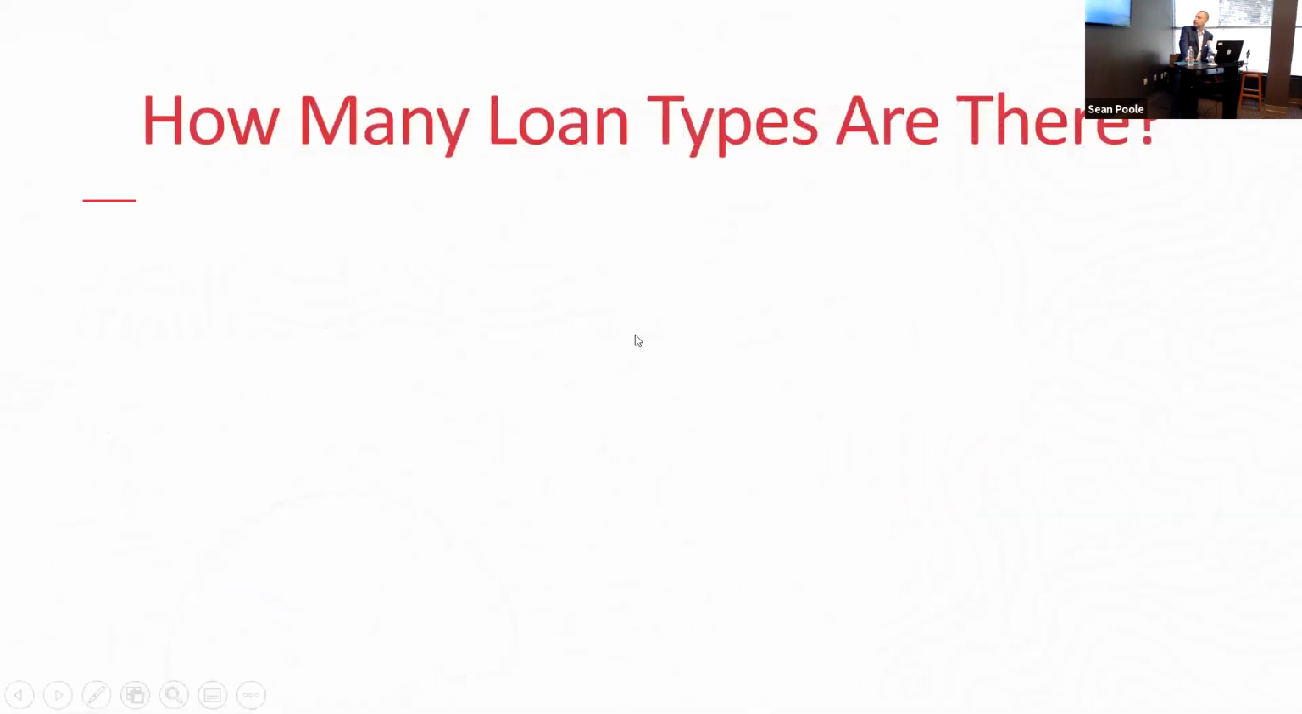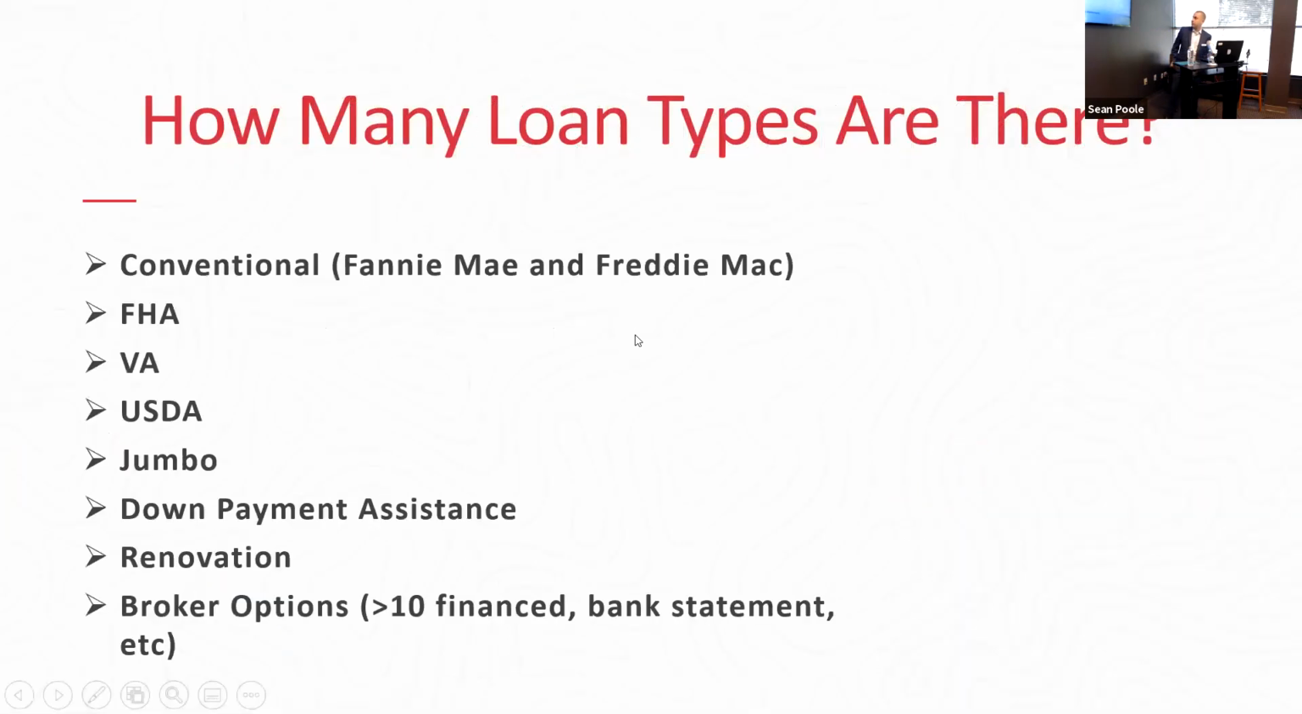So to get started, here's just a basic overview of the different types of loans that there are. We have conventional loans, which has Fannie Mae and Freddie Mac, so there are two different sets of guidelines. FHA, VA, USDA, and we have jumbo loans. We have a really good jumbo product that I'm going to touch on. Down payment assistance programs: if they're doing conventional, FHA, even VA and USDA can use down payment assistance too. Renovation loans we have as well, and then we have broker options.